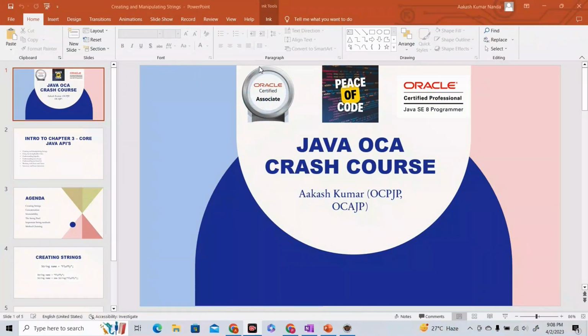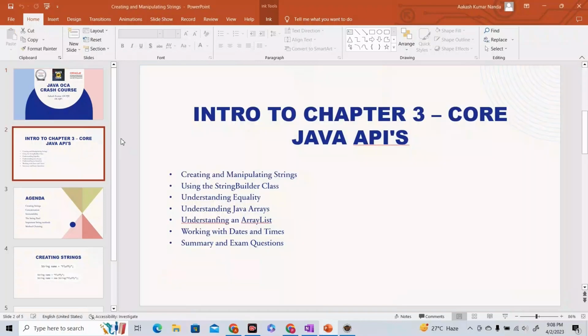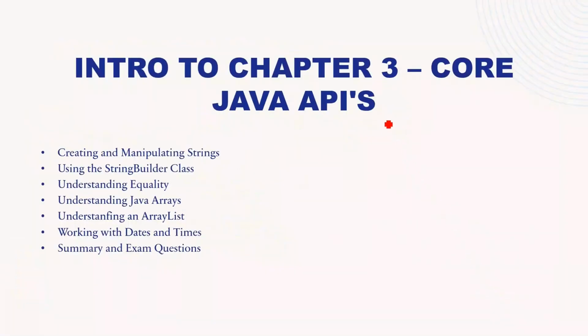So in this video we are going to start with a new chapter in our OCA preparation series, which is basically chapter 3, which is core Java APIs. This is going to be a very interesting chapter because we are going to learn about a lot of Java APIs, which is very beneficial to you as a Java programmer, as well as if you are appearing for the Oracle certification exam, right?